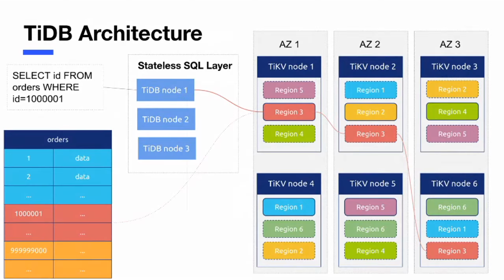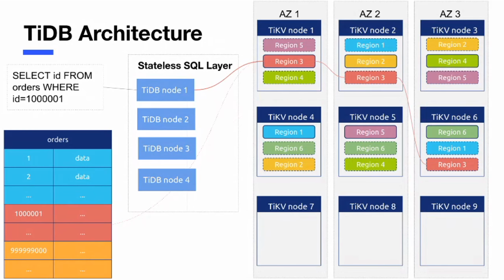So this is the same picture that I showed before, showing the basic architecture of TiDB with the query and the table that we saw before. And now let's see what this looks like if we scale up the cluster. So we add more TiDB nodes. This is just adding a node, putting it in your load balancer or in your application configuration, and you're good to go. And then we added 3 TiKV nodes.